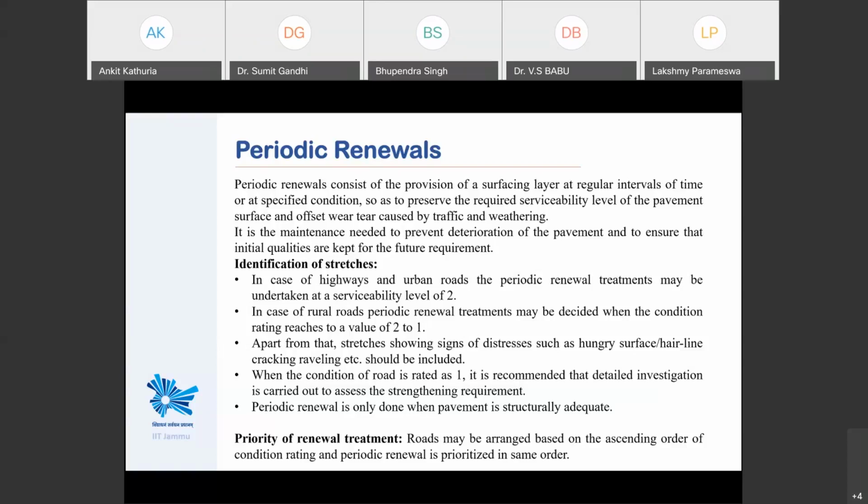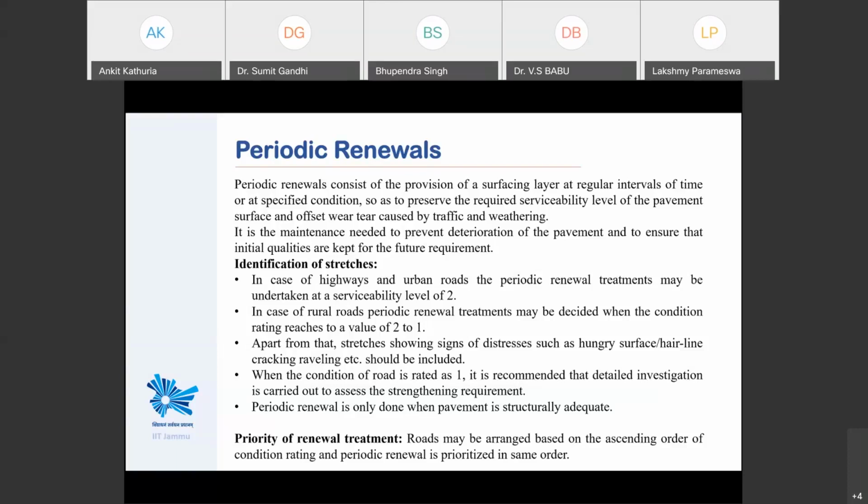Secondly, in case of rural roads, periodic renewal treatments may be decided when the condition rating, the first type of rating that I explained, reaches a value of 2 to 1. Then the periodic renewal requirement is there in rural roads. Apart from that, stretches showing signs of distresses such as hungry surface, hairline cracking, ravelling, etc.